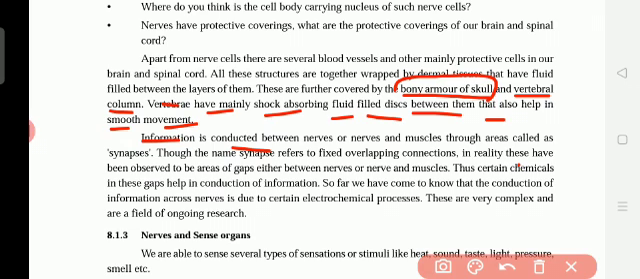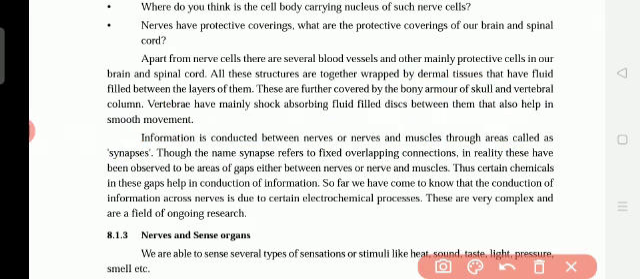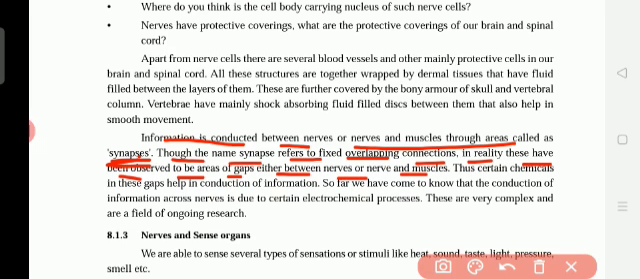Vertebrae have shock absorbing fluid filled discs between them that also help in smooth movement. Information is conducted between nerves and muscles through areas called synapses. Underline this point. They may ask the question, what is a synapse? The name synapse refers to fixed overlapping connections. In reality, these have been observed to be areas of gaps, either between nerves or between nerve and muscles.